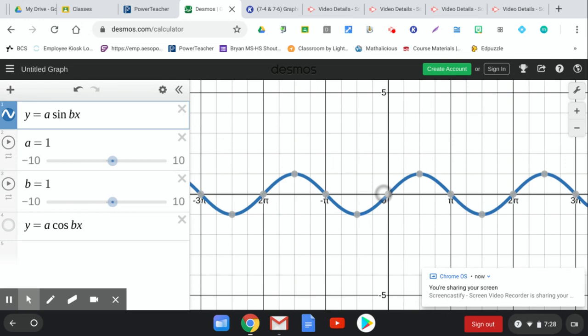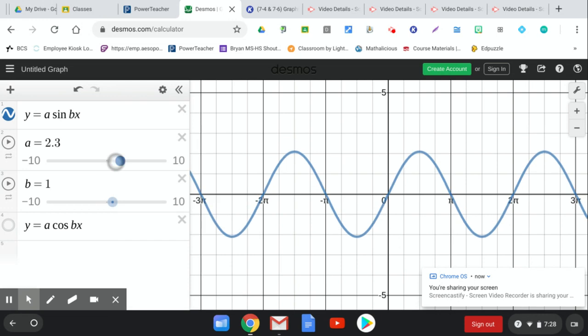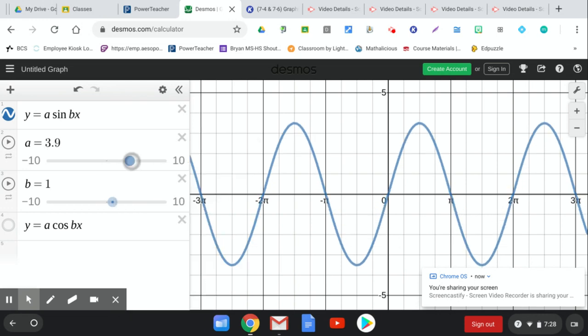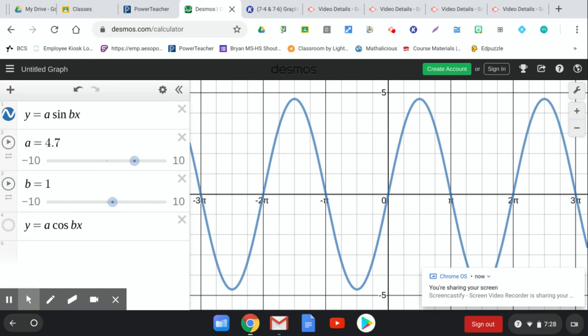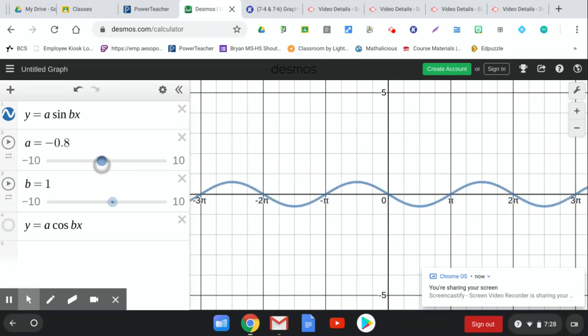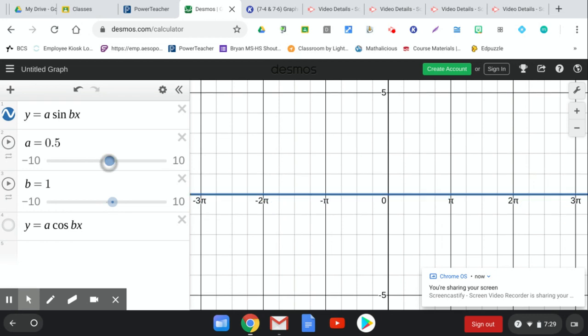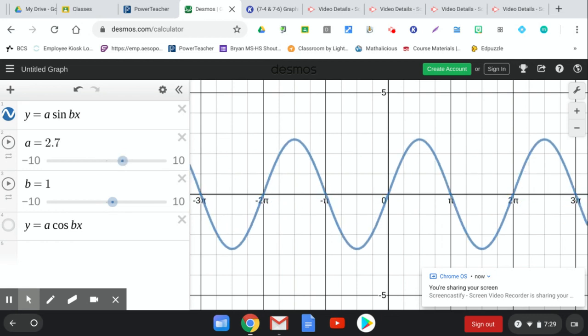Now, we can adjust the amplitude of this. If I make my amplitude bigger, notice that makes it higher and lower, how far it's going. And then if the amplitude becomes negative, then it reflects. So instead of starting on its upward slope, it starts on this downward slope. Okay, but that's what we can do with playing with the amplitude.